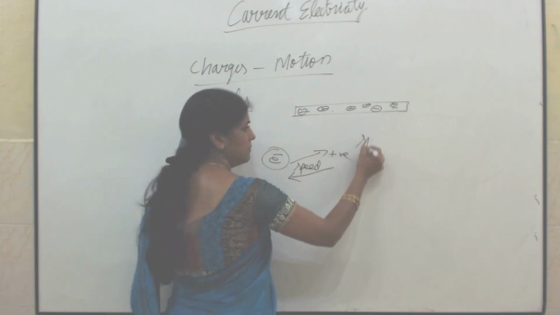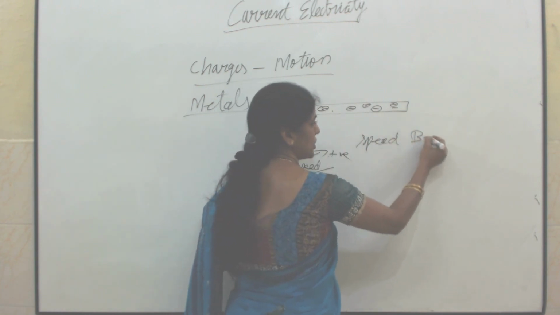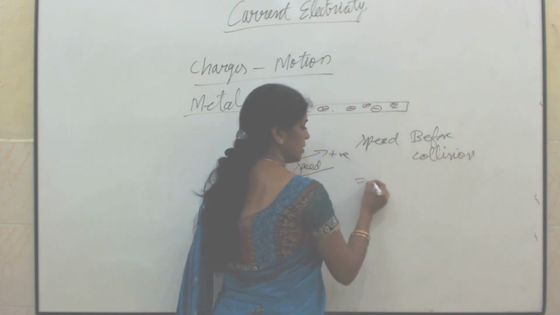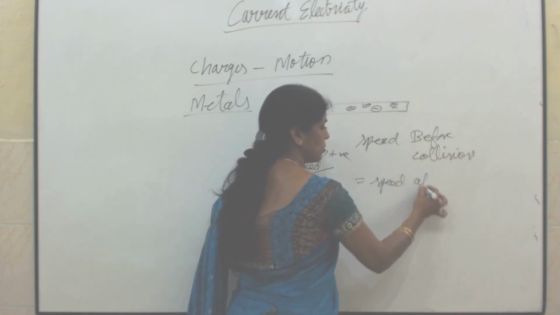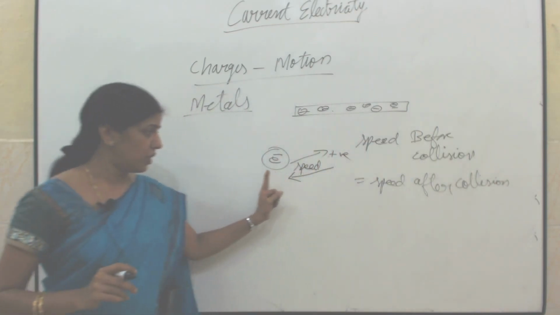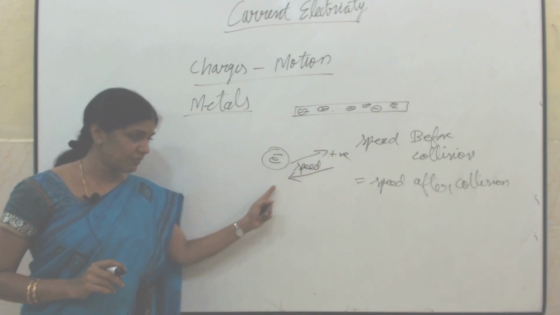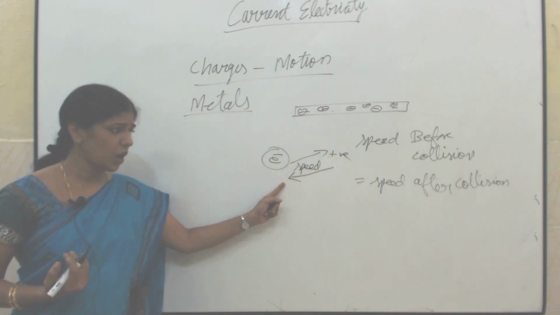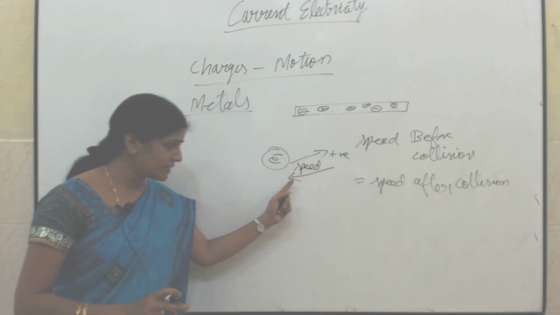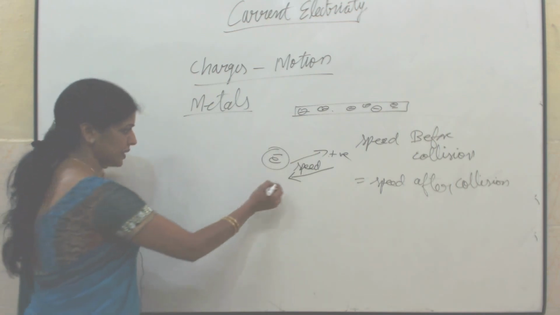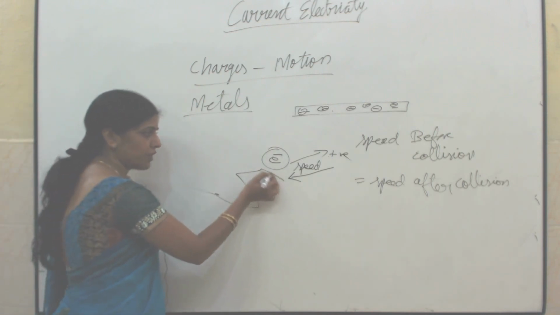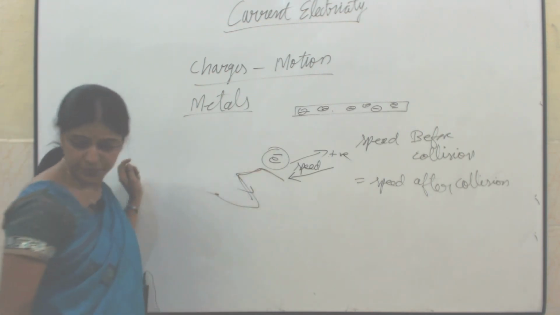That is, the speed before collision will be equal to the speed after collision. With what speed the electron collides, with the same speed it will emerge. Now, the magnitude of the speed will be the same, but the electron which emerges after collision will be moving in a random manner. It won't move in a steady manner. It will move in a random manner.